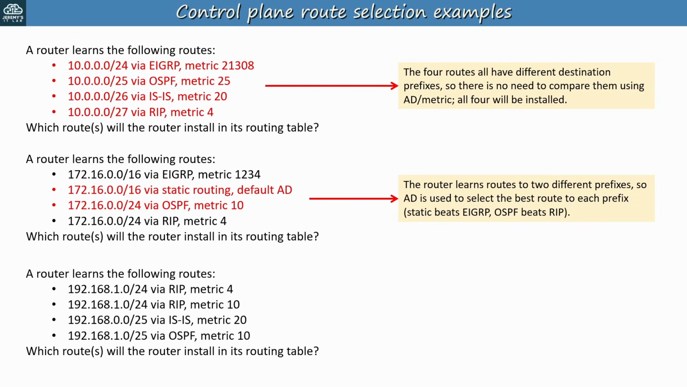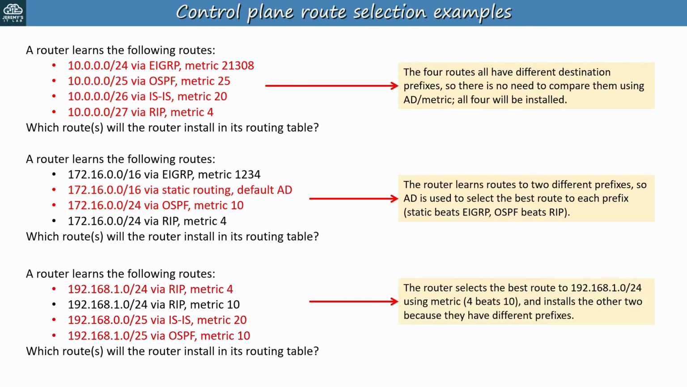Okay, last one on this slide. Once again, which of these routes will the router install in its routing table? Pause the video if you want to think about it. This time, there are routes to 3 different prefixes. The 2 routes to /24 are both RIP routes, so AD is tied and the lower metric of 4 wins. The 2 /25 routes are different prefixes, so those routes are both installed. So the router ends up with these 3 routes in its routing table.